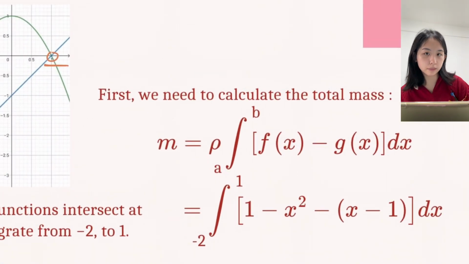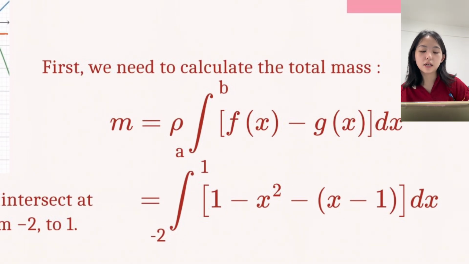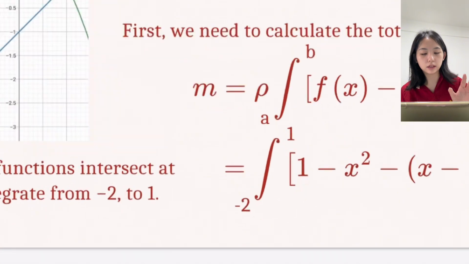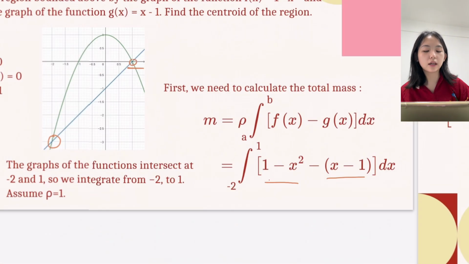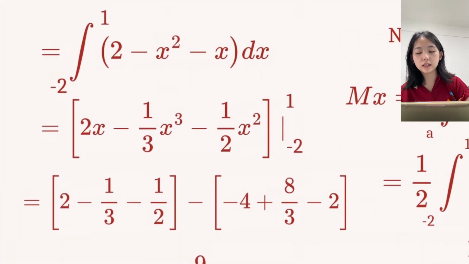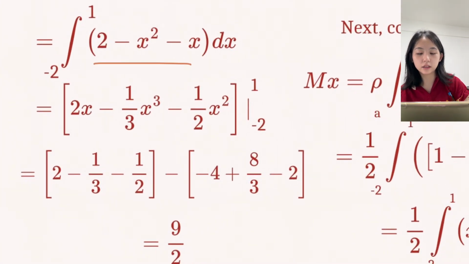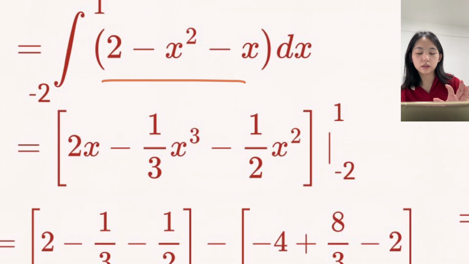First we need to calculate the total mass. The total mass is simply rho times the integral from a to b of f of x minus g of x dx, and we can just input the numbers. The a and b are minus 2 and 1, f of x is 1 minus x squared, and g of x is x minus 1, dx. Then we calculate it, simplify the terms like this, and we can integrate one by one, or together is also okay.